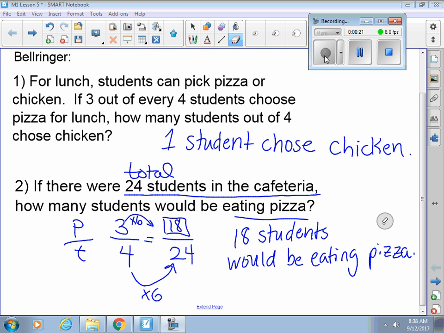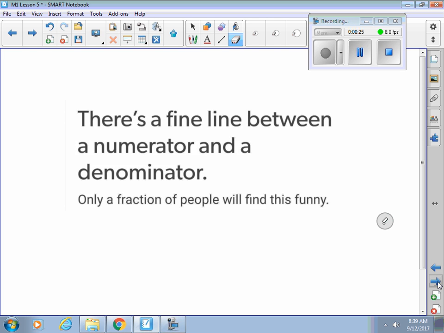We are now moving on to our daily math joke. It says there's a fine line between a numerator and a denominator. Only a fraction of people will find this funny. Okay, that was pretty comical.